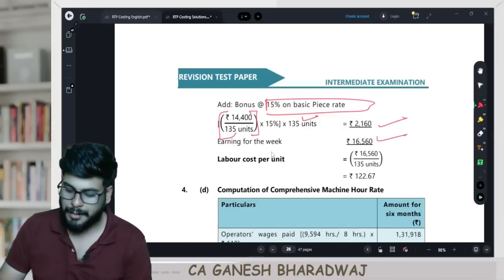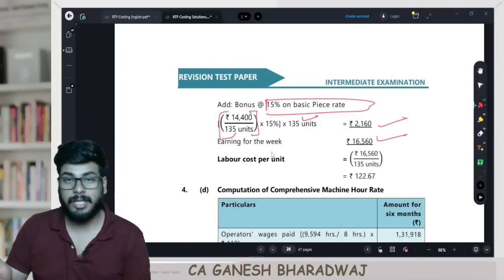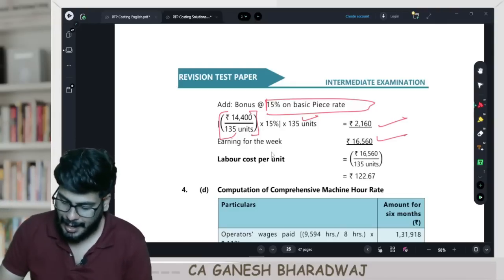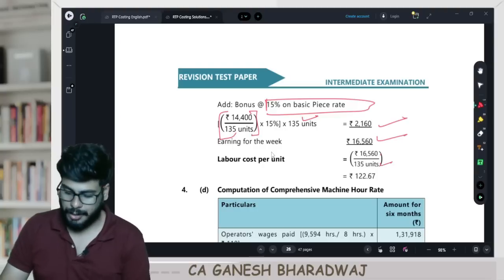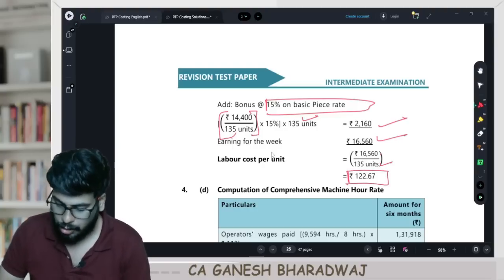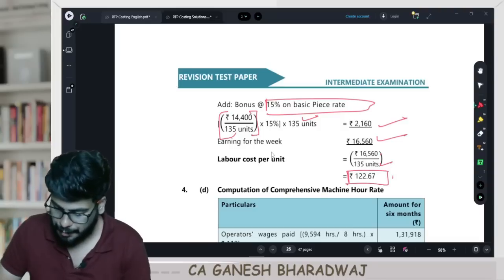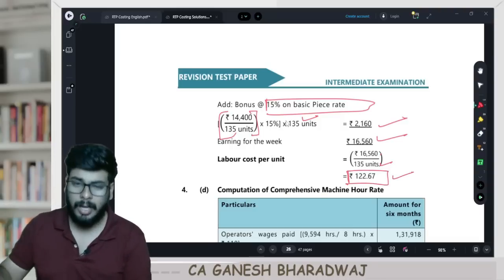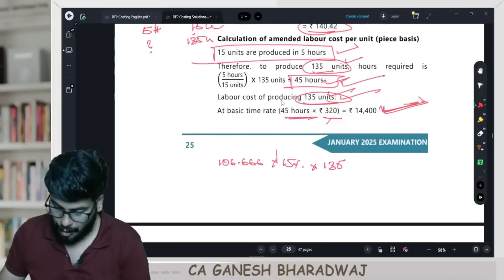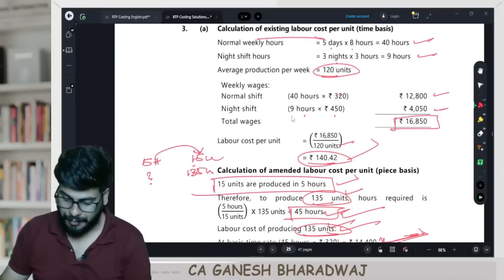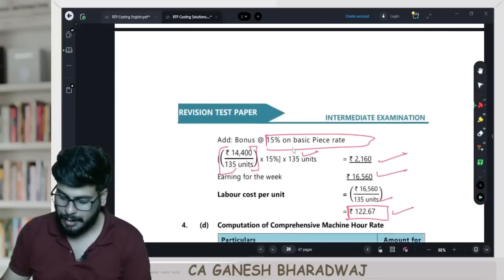So this is going to be a total payout of how much? 16,560 is going to be paid under the new scheme, right? And this is the cost you incur for producing how many units? 135 units. So now the total labor cost per unit is going to be what? 122.67. So now, under the existing scheme, how much was the cost? It was 140.42.